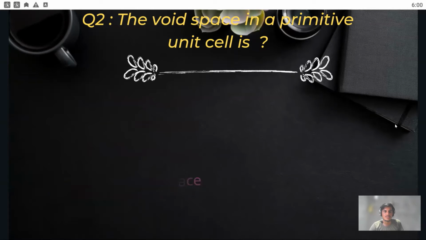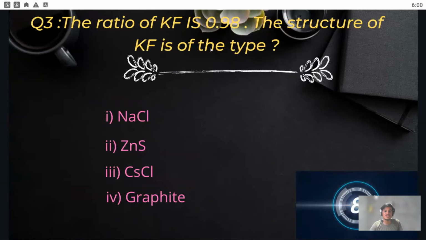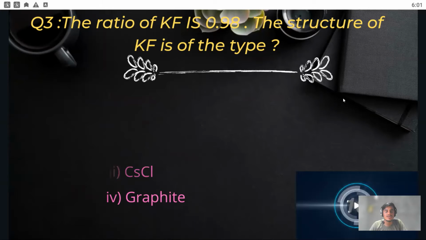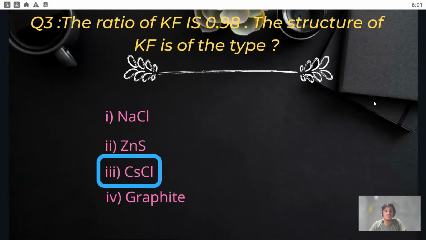Question number 3. The radius ratio of CsCl is 0.98. The structure of CsCl of this type has a radius ratio lying in the range 0.732 to 1. Hence, the coordination number is 8 and the crystal is of CsCl type.